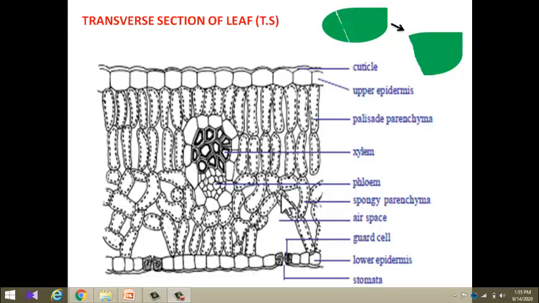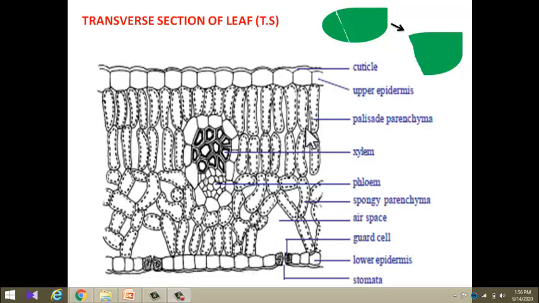Next, the parenchyma that is present towards lower epidermis is made up of irregular cells. See the shape, irregular, and they have large intercellular spaces. See the gaps. Gaps are more when compared to the palisade. Right? Now another difference is palisade parenchyma contains more chloroplasts in it when compared to spongy parenchyma. See the dots here. These dots represent chloroplasts, and these chloroplasts are more in palisade when compared to spongy parenchyma.